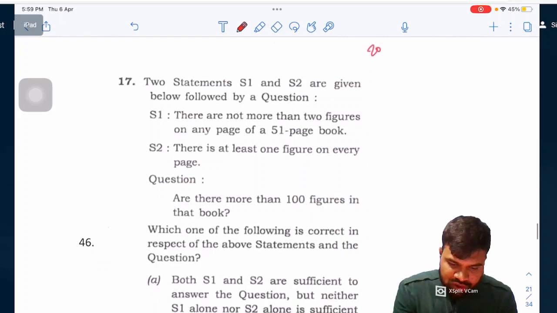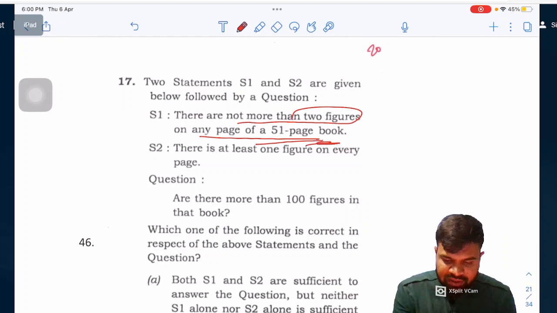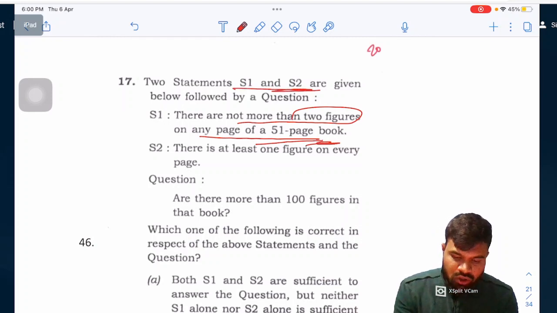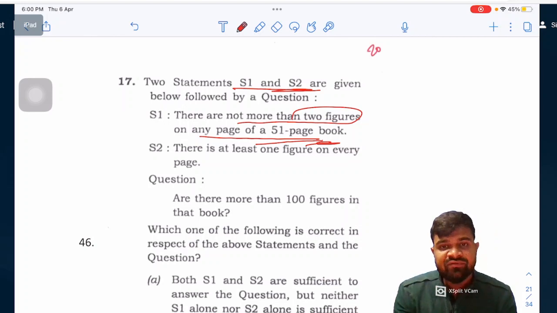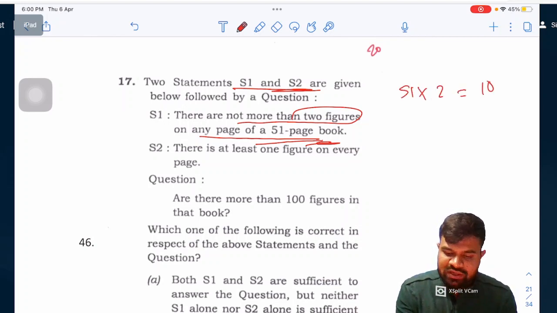There are not more than two figures on any page of a 51-page book. Not more than two figures, but there can be one figure also. Suppose the maximum figures are two. In that case, 51 into 2, 102 figures will be there. 102 is more than 100 figures.